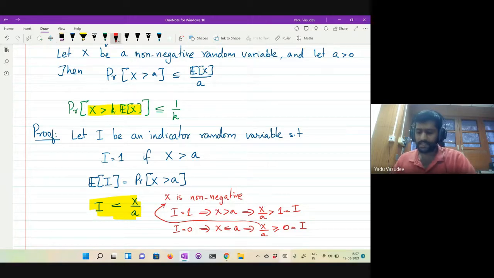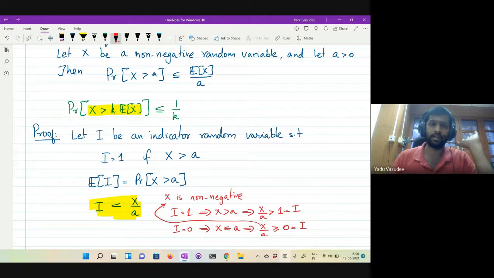So I is definitely less than x divided by a, the random variable I, because it takes two values, 0 or 1. If it is 1, then it means that x is greater than a, therefore x by a is greater than 1. If it is 0, then x by a is definitely greater than or equal to 0, because x is non-negative.